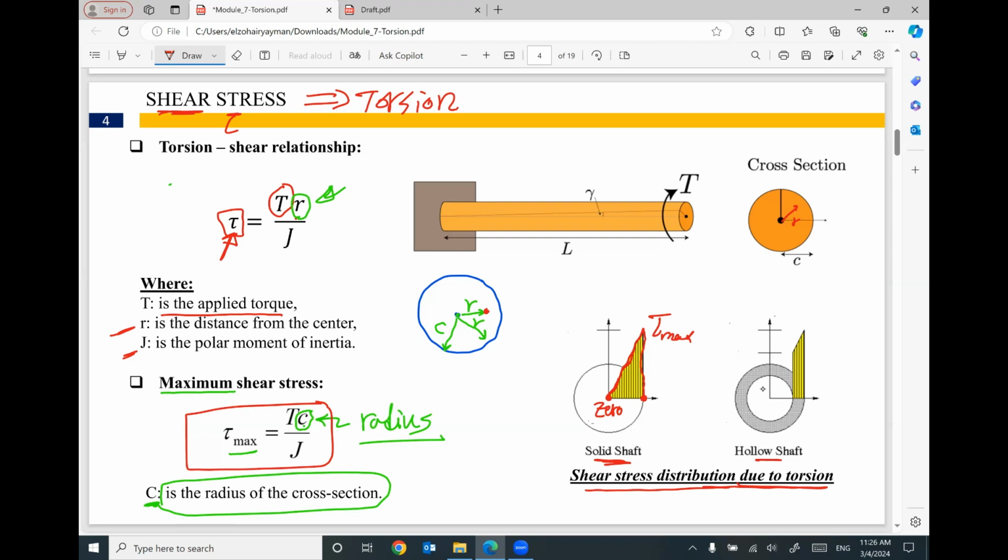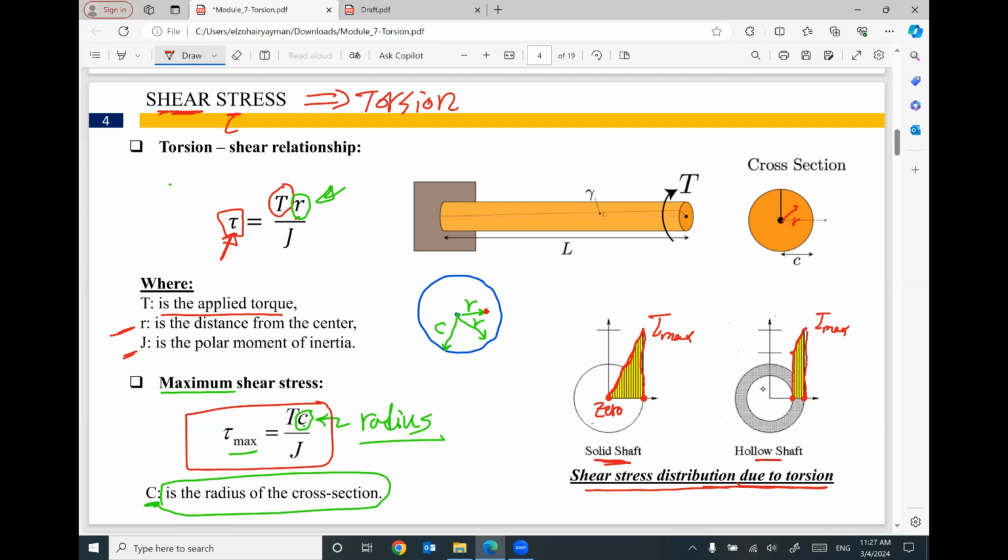If you look at the hollow shaft, we don't have material at the center, but at the inner circumference, we will have a value, not the maximum. At the outer circumference, we will have the maximum value. And in between, we will have a linear distribution. Does that make sense? So this is the shear stress distribution in a solid cross-section and a hollow cross-section under the effect of torsion.